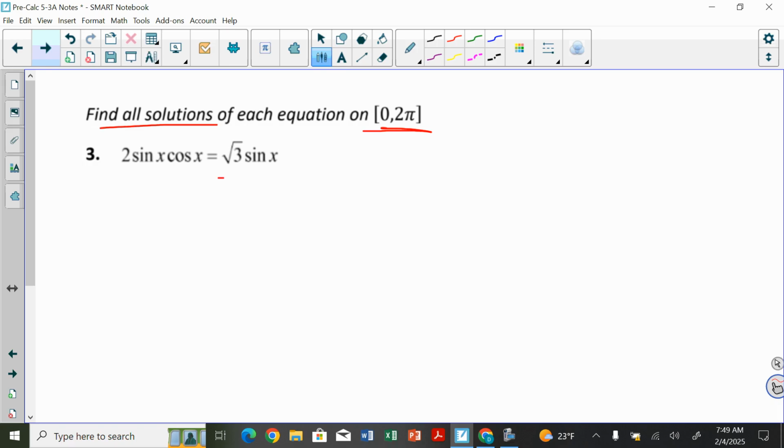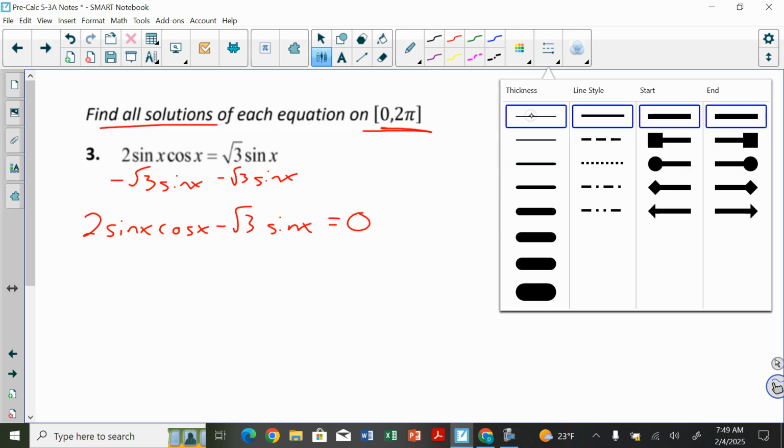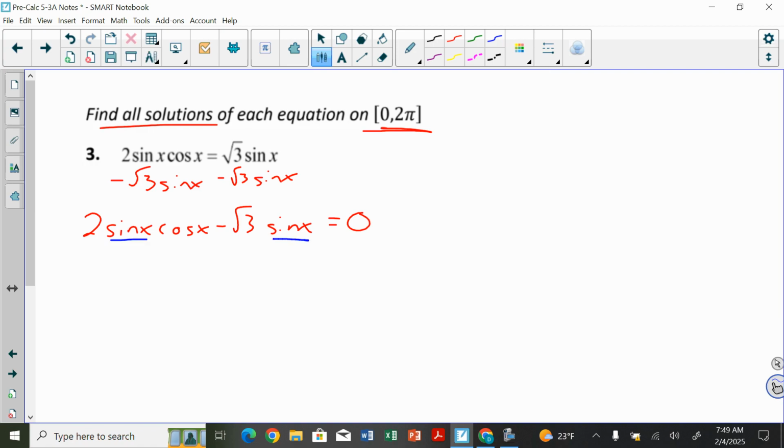So I'm going to do that by subtracting the square root of 3 sine x. I'm going to take this whole thing to the other side. So now I'm going to have 2 sine x cosine x, because that didn't go anywhere, minus the square root of 3 sine x equals 0. All right, next is, so now can I factor something out? Well, yeah, I can, because they both have a sine x in them. So I'm going to factor out a sine x.